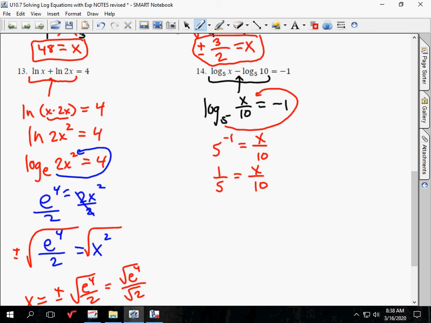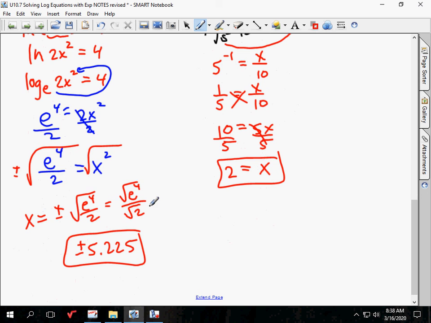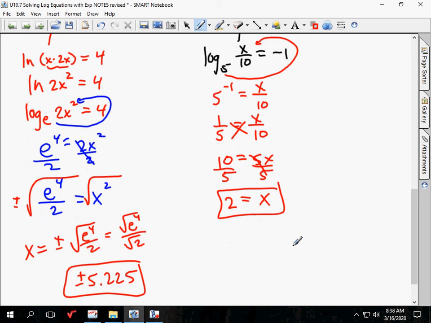And then we can multiply diagonally. So 1 times 10 and 5 times x. And then divide by 5. And so x equals 2. And that's how you do it. When you have 2 logs on the same side, make sure you always condense into 1 log and then go to exponential form.